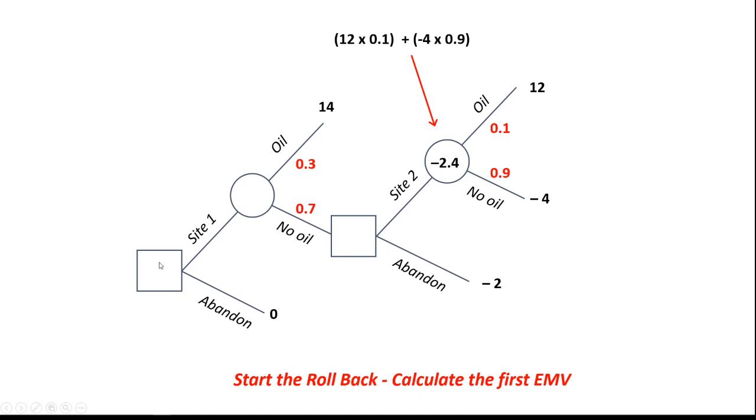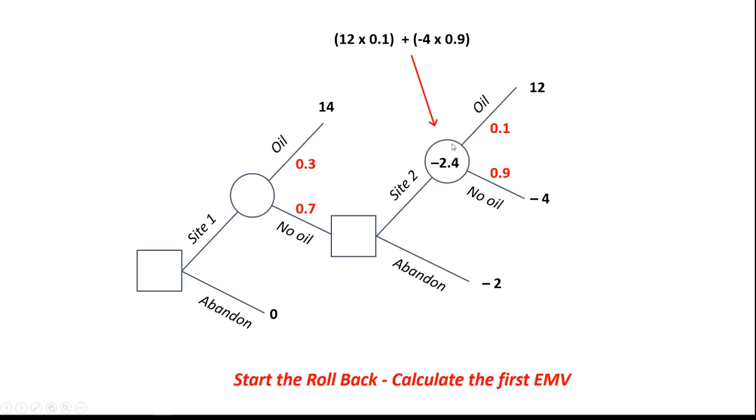Now let's look at this logically. If you drill on test site 1 and don't find oil, the expected monetary value of drilling on test site 2 is a loss of 2.4 million pounds, whereas if you abandon, you make a loss of 2 million pounds. So which one would you rather prefer? A loss of 2.4 or a loss of 2 million? Obviously, you'd prefer a smaller loss, so abandoning would actually make more sense than drilling on test site 2.